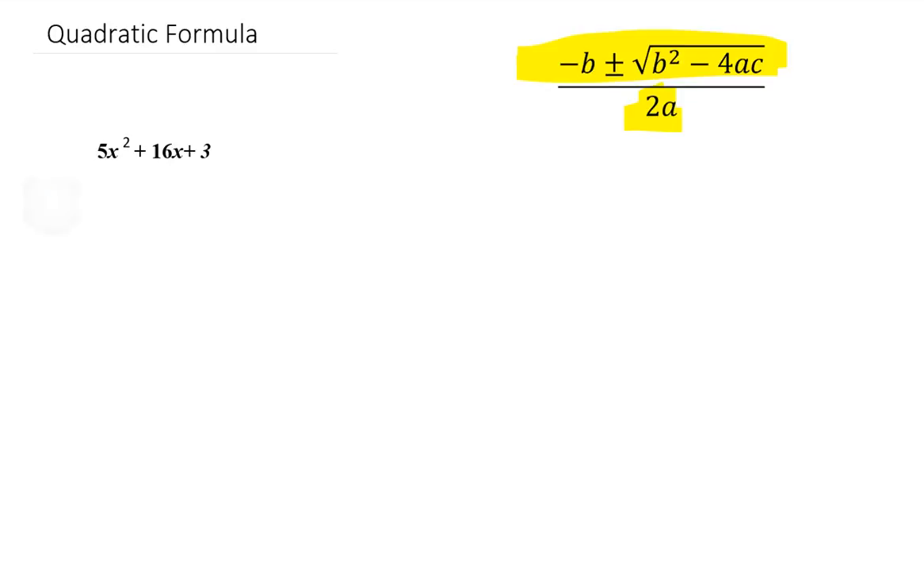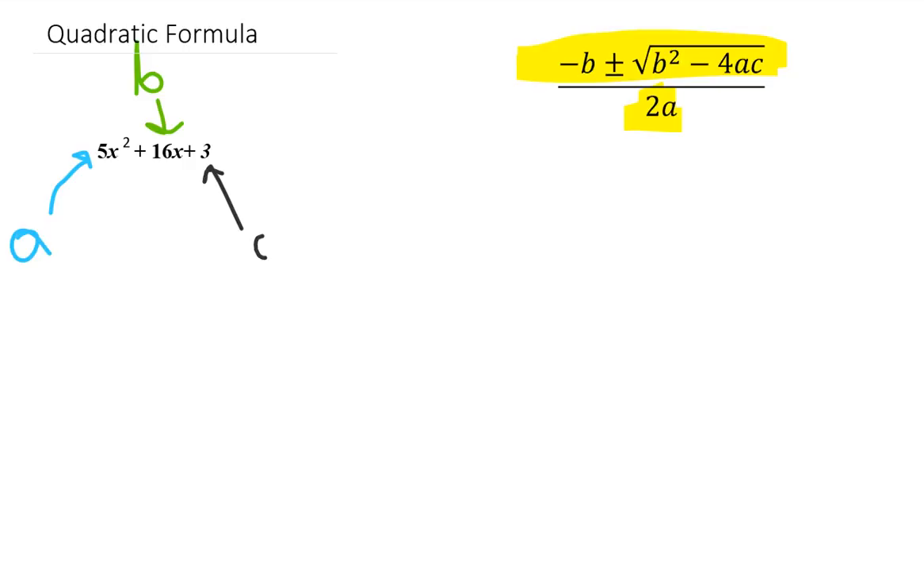So on this one, my a value is a 5 because that's what's in front of x squared. My b value is a 16 because that's what's in front of x. And my c value is a 3 because that is my constant. Actually, I want to say that this is b. So we're on the same page here. Alright, so since my a value is a 5 and not a 1, I can't use the big X method.